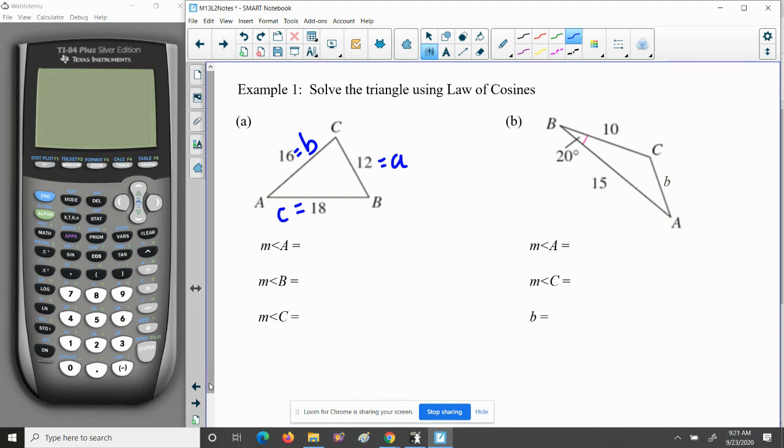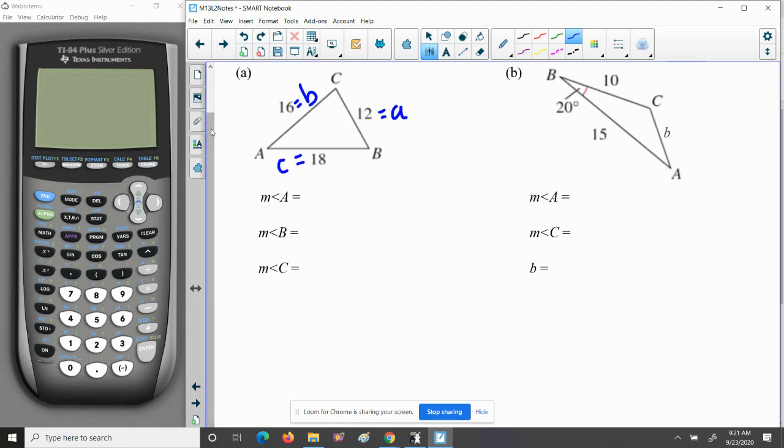All right, now let's try setting this up to solve. I'm going to scroll down so we have plenty of room. Let's just go in order, the order they're listed. Let's say we want to find the measure of angle A first. Well, let's look at our formula.